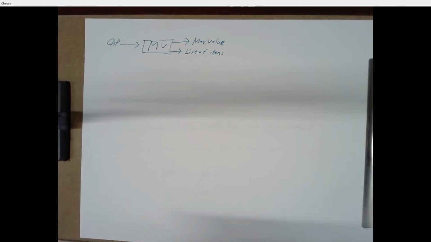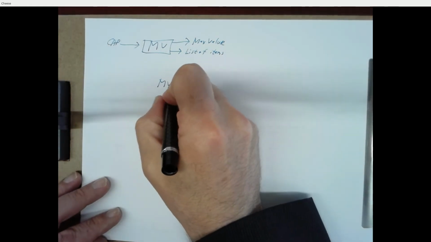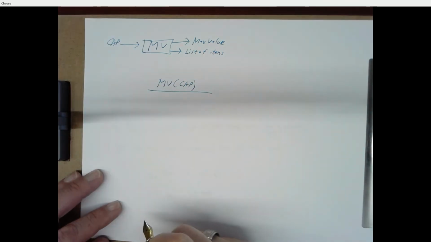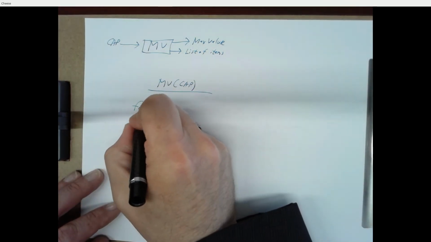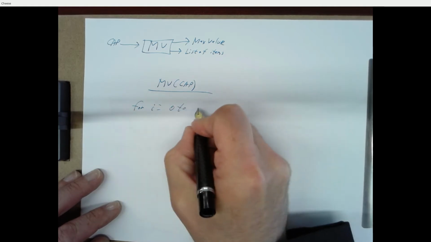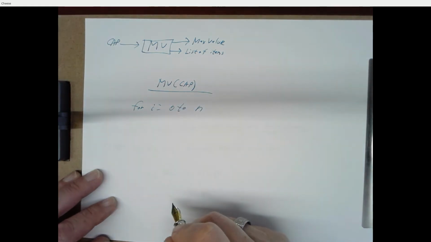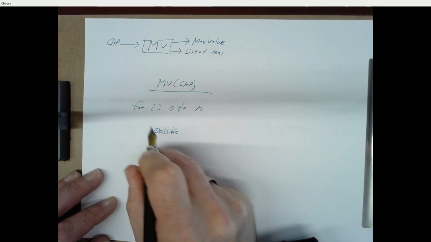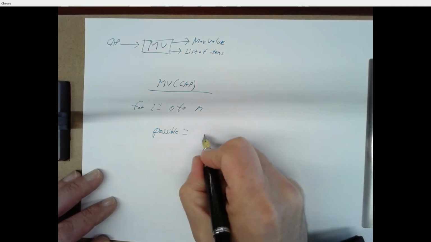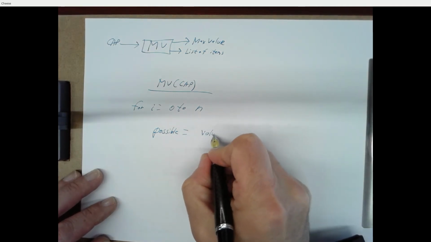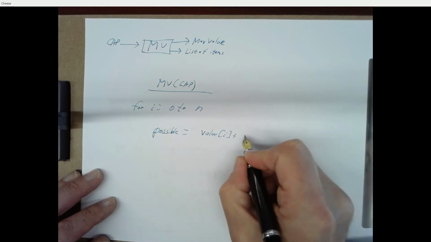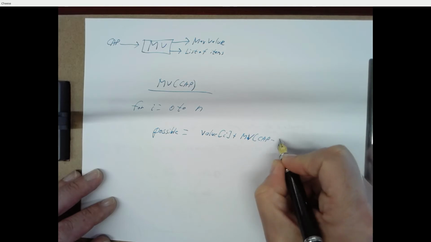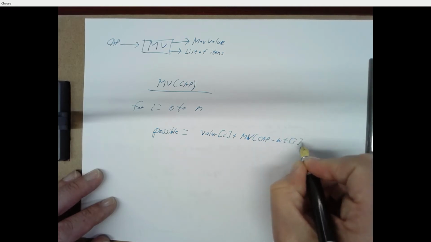And then inside the max val routine, we have a loop, right? So for i equals 0 to whatever n is. So the possible value we get if we start with item i is the value of item i plus max val of capacity minus the weight of item i.